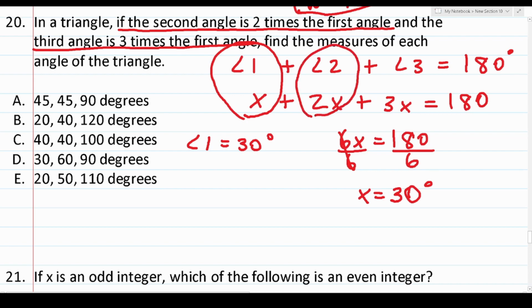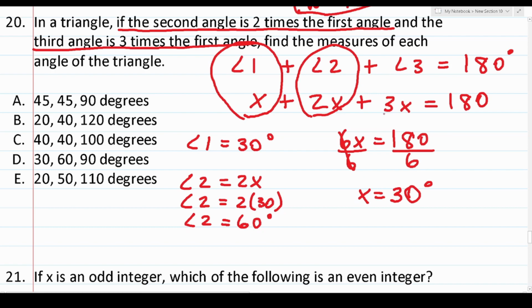2x corresponds with angle 2. So angle 2 equals 2x. We know x is 30 degrees, so let's plug that in place of x. So this is angle 2 equals 2 times 30. Therefore, angle 2 equals 2 times 30, which is 60 degrees.